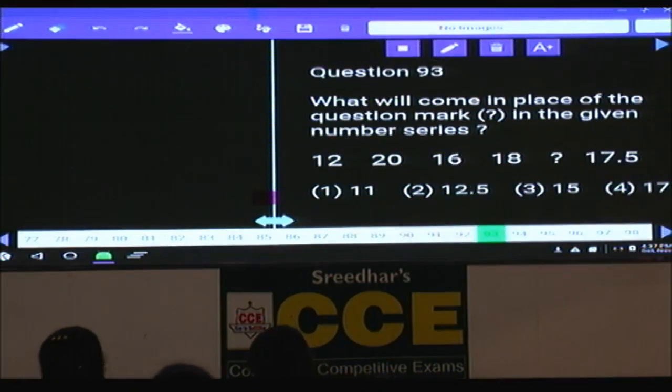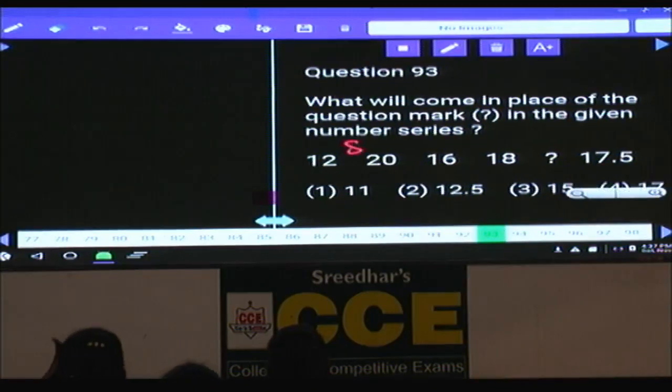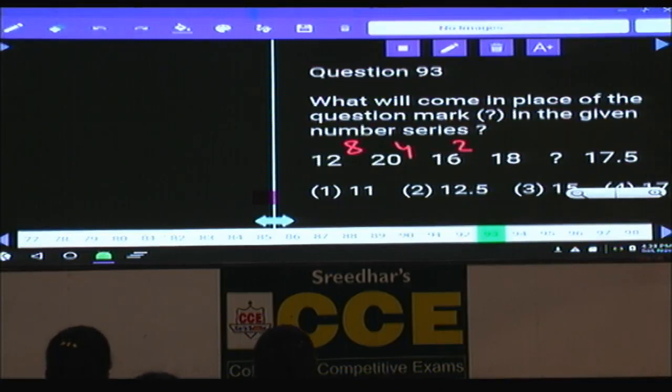Then 93. Now in this 93, 12 and 20. How can you express this one? As the numbers are decreasing at a smaller rate, it must be under difference, 8. Next 20 and 16 difference is how much? 4. 16 and 18, 2. 8, 4, 2. 8 divided by 2 is 4. 4 divided by 2 is 2. And 2 divided by 2 is 1. Hence 1 must be added or subtracted.